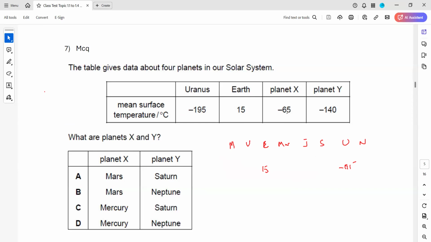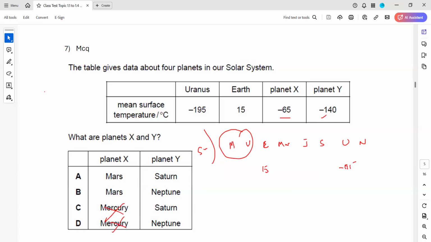If a negative temperature is given, it means colder than Earth. If they're colder than Earth, it should be further from the Sun. So it cannot be Mercury or Venus. Any option with Mercury and Venus is not correct, so C and D are totally wrong. Then we are left with option A or B. A is Mars, and now we have Mars and Saturn in one option, and Mars and Neptune in the other.